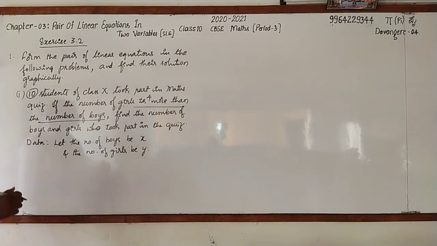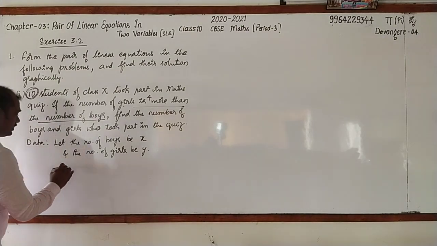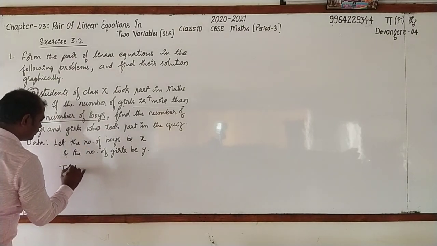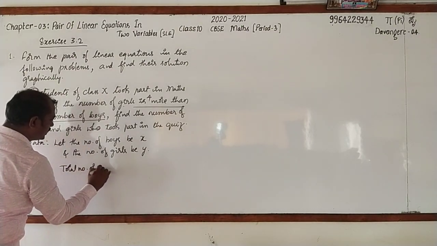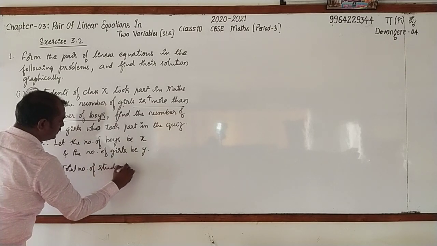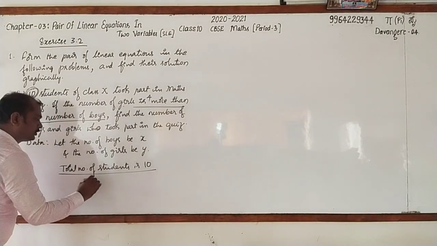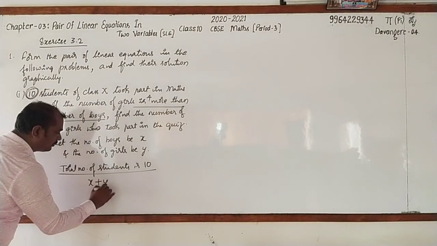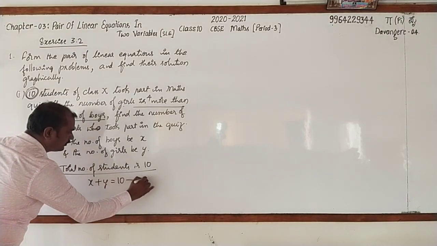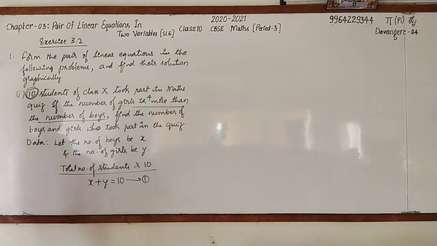Altogether, how many students are there? Here they are given 10 students. Here I write total number of students, it is 10. So X number of boys and Y number of girls, altogether 10. Call it as equation 1.